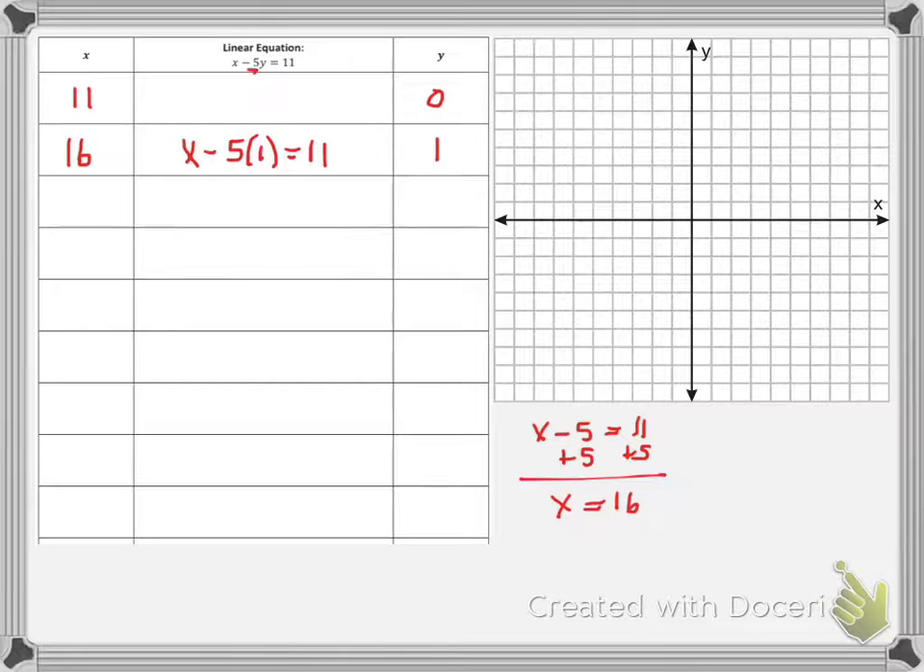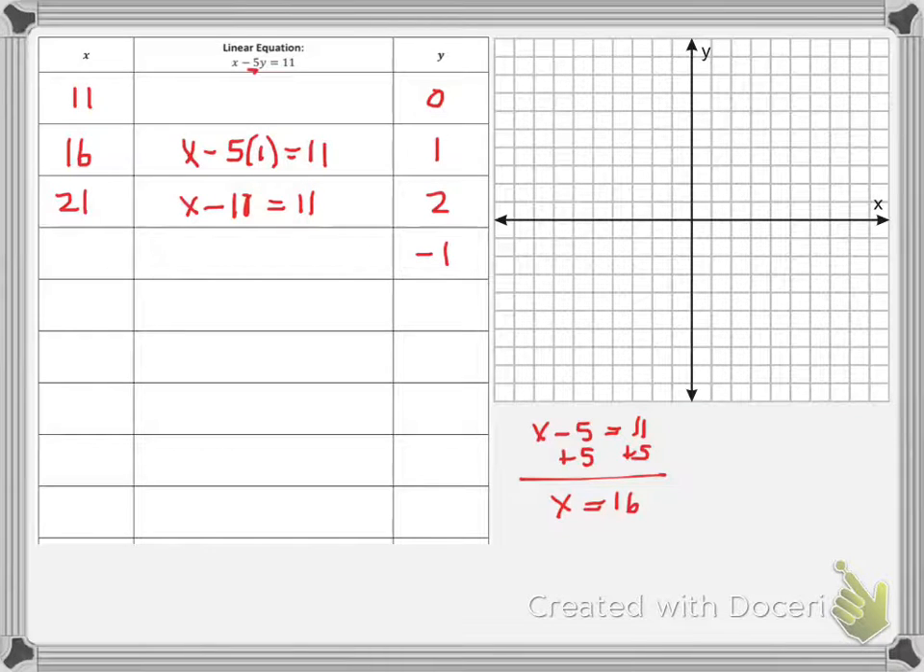Let's put a 2 in for y. If I put a 2 in, I get x minus 10 equals 11. I'd have to add 10 to both sides, and if I do that, I get 21. So my y values are getting a little bigger than I want, so I'm just going to go to the negatives.